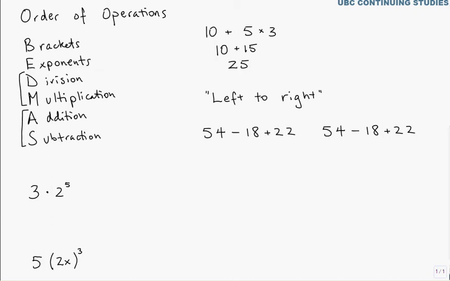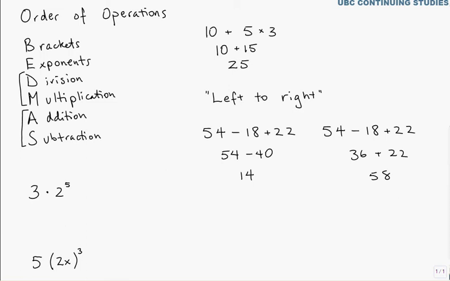So if you did the 18 plus 22 first and replace that with 40, you'd have 54 minus 40. And 54 minus 40 is pretty easy, it gives you 14. But in fact, that's wrong. You have to go from left to right. You have to do 54 minus 18 first, which is 36, and then add 22. And 36 plus 22 is 58, which is clearly pretty different from 14.